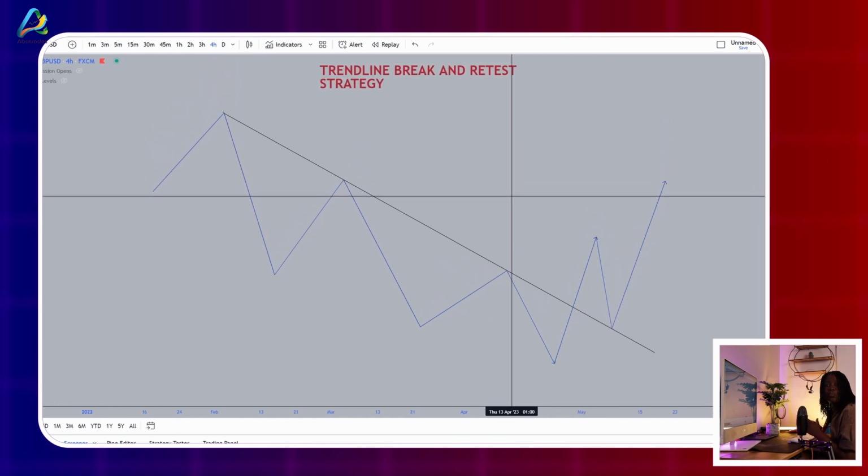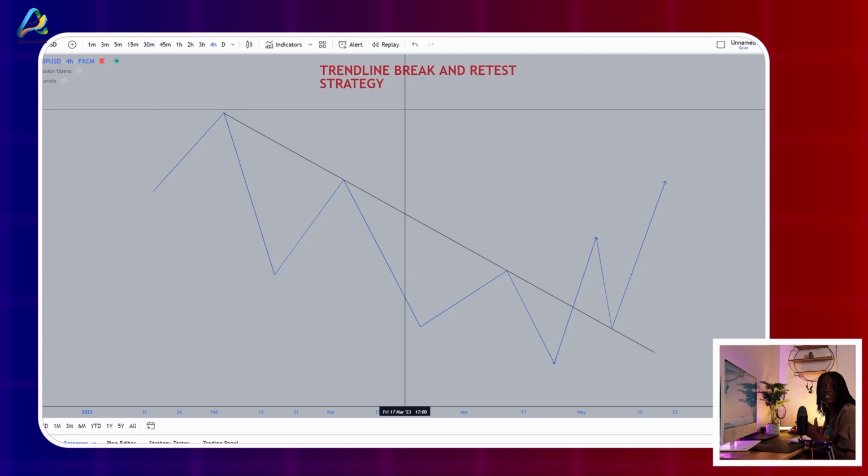So now I believe you understand what trend lines are, how we use trend lines in the market, how we trade the bounce of a trend line, and how we trade the break and the retest of a trend line. I hope that makes sense.